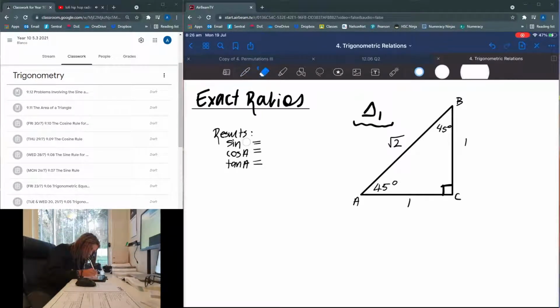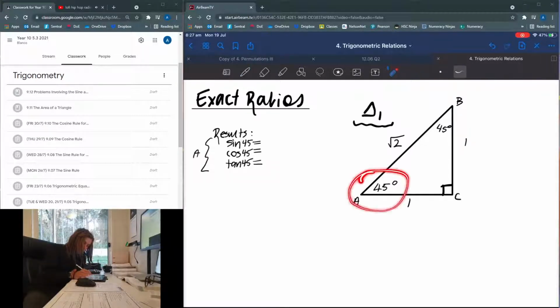I don't know why I wrote that, because I know what A is, it's 45. Sine 45, cos 45, tan 45. Okay, sine 45. So this one, I should have written A. I'm looking at A. Sine is opposite over hypotenuse. So it's 1 over root 2.